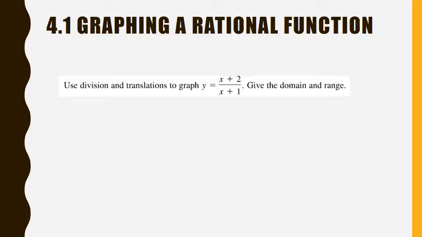Now we're going to use division and translations to graph this and give the domain and range. What we mean by that is you're going to use synthetic division to write this as a quotient plus a remainder, and then you're going to use that to do the translations, give the domain and range. Why don't you pause this, give it a try, and resume the recording to check your answer.